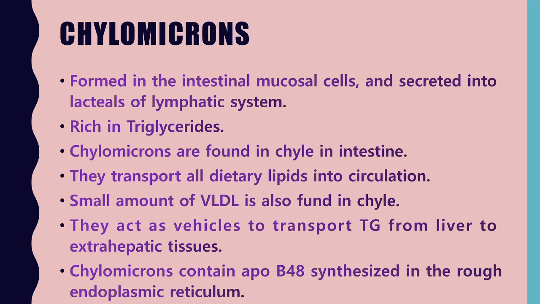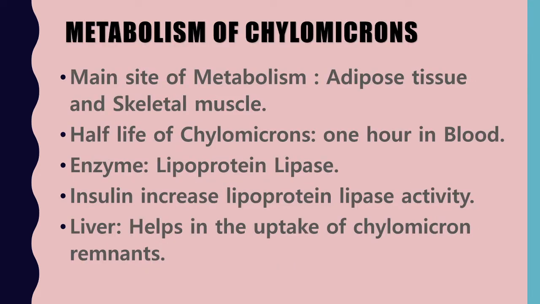Chylomicrons are found in the chyle in the intestine. They transport all the dietary lipids into circulation, and a small amount of VLDL is also found in the chyle. These chylomicrons and VLDL act as vehicles to transport triglycerides from the liver to extrahepatic tissues. Now we'll go on to the metabolism of chylomicrons.